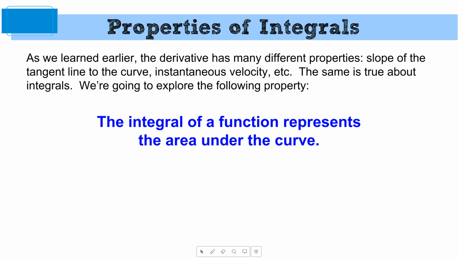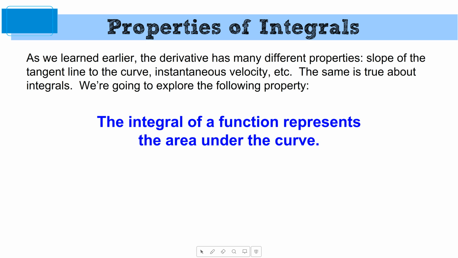When we talked about derivatives, we know that derivatives represent three different things: slope of the tangent line, rate of change, and the velocity, right? Instantaneous velocity. The blue is what we're going to use for the purpose and or representation of the integral. Okay, so the integral of a function represents the area under the curve.